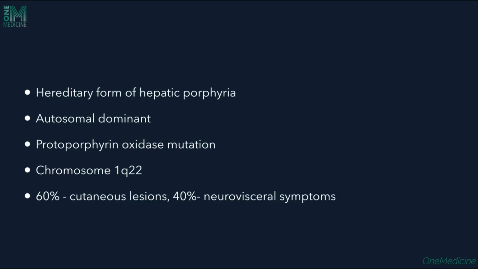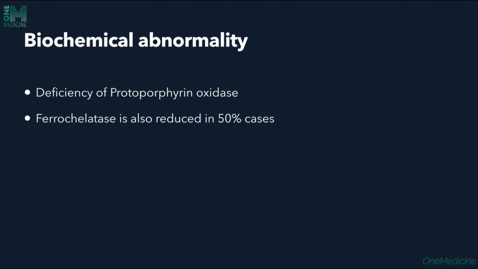Next, coming to variegate porphyria. It's a hereditary form of hepatic porphyria, autosomal dominant again. Protoporphyrinogen oxidase is mutated here. Chromosome 1q22 is affected here. Okay, it presents in 60% of cases with cutaneous lesions, and in 40% of cases neurovisceral symptoms will be present here. Biochemical abnormality: protoporphyrinogen oxidase is deficient. Ferrochelatase also is reduced in 50% of the cases.